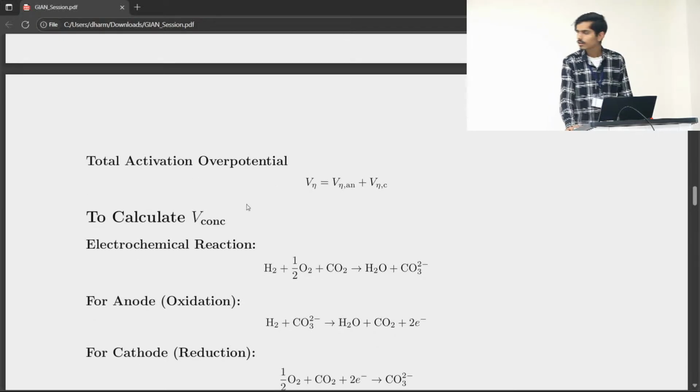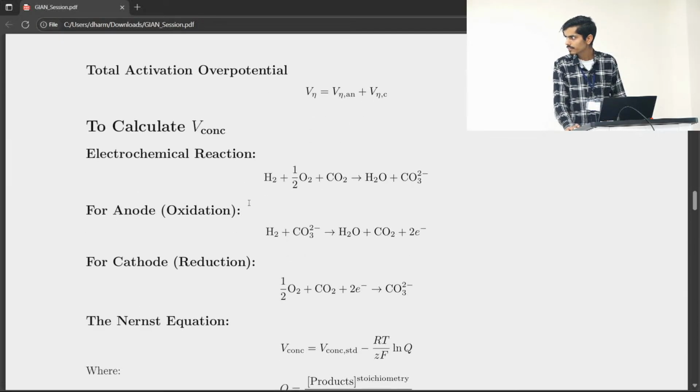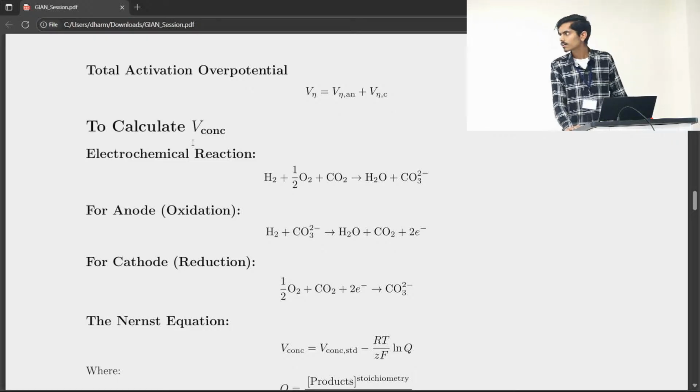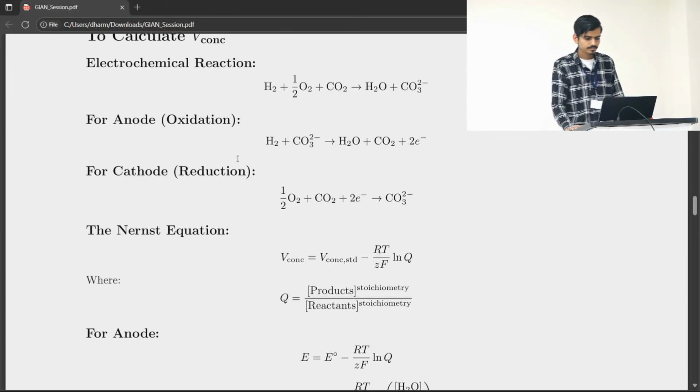After the activation overpotential, we are going to calculate the concentration overpotential. One thing: we don't take care of concentration overpotential when we are working below 3 ampere per centimeter square current density. Above that we have to take care of it. Below 3 ampere per centimeter square it is approximately negligible, so we can neglect that.